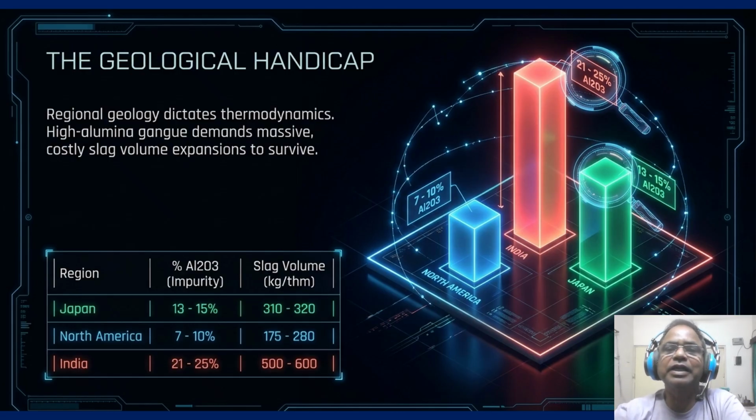Coming to the geological handicap, regional ores decide your fate. Indian high alumina gangue demands double slag volume and higher fuel. So you cannot copy paste Japanese practice. You must engineer for your own geology.